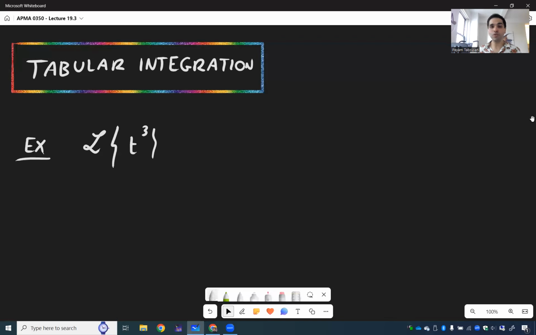Here is a very useful trick for evaluating Laplace transforms of power functions. In fact, let's use this to calculate the Laplace transform of t cubed, which I like to remind you is the integral from 0 to infinity of t cubed e to the minus st dt.